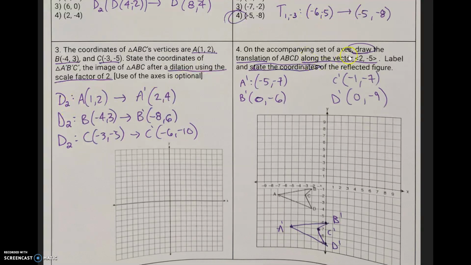For question 4, it does ask you to draw the translation. We circled the draw here because it was required for us to do that. The vector 2, negative 5 means we're sliding every point 2 horizontally in the positive direction and 5 vertically in the negative direction. We wrote out these coordinates because it asks us to state the coordinates. We must write the coordinates if it says state the coordinates. And that's all for page number 2, station number 2.